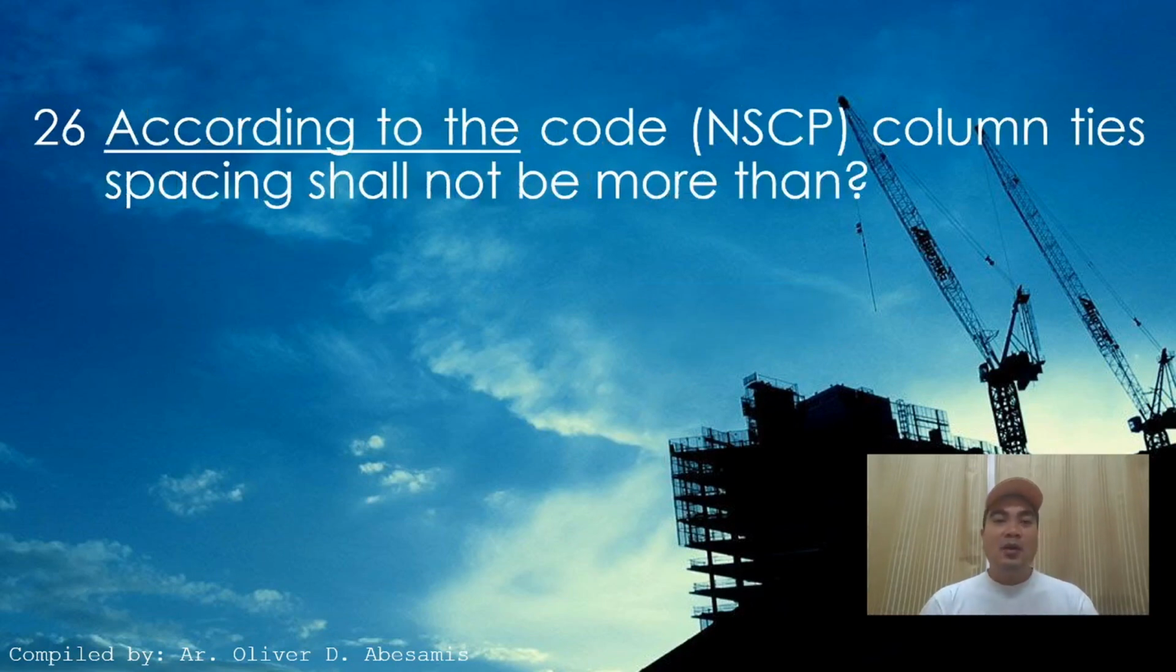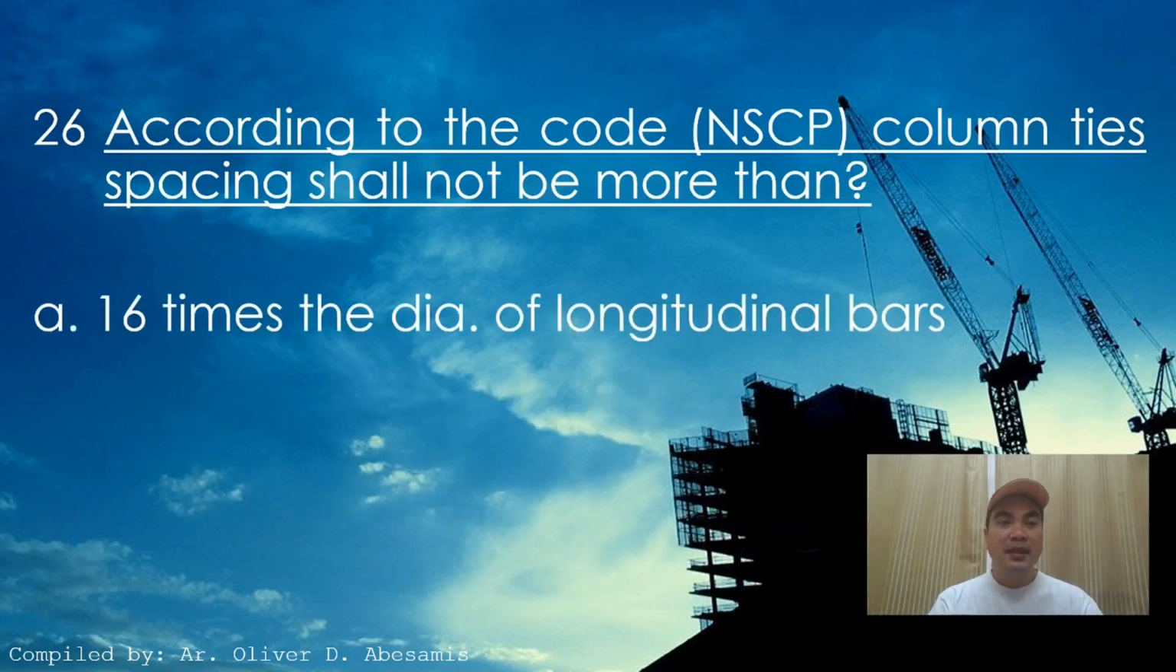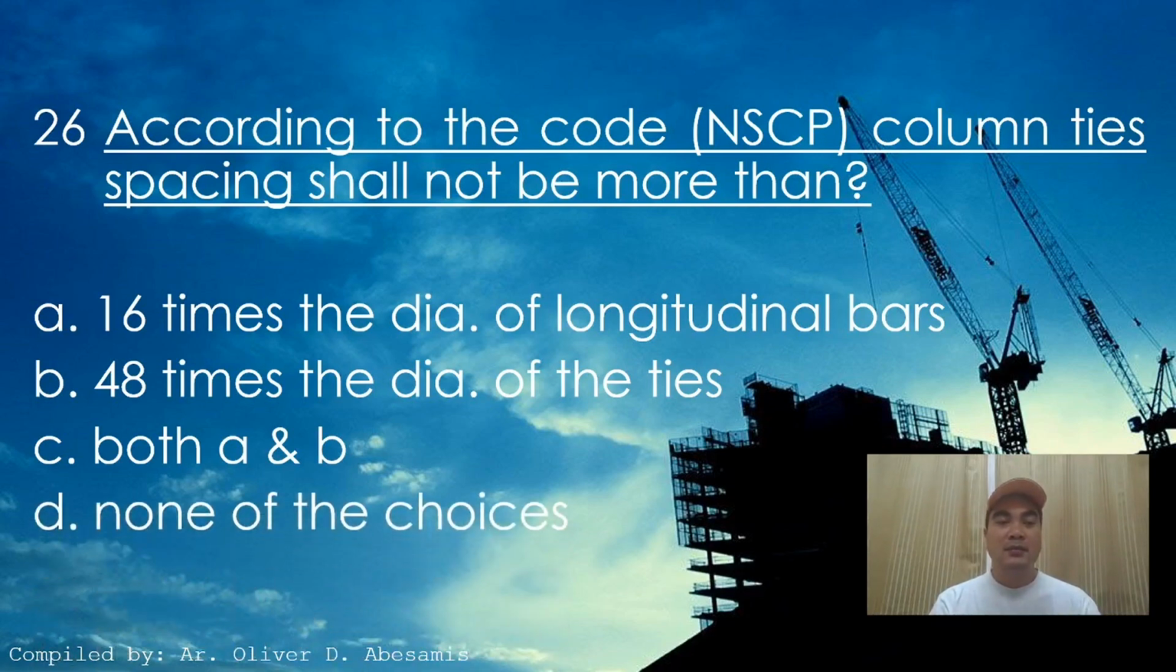26. According to the code NSCP, column ties spacing shall not be more than A. 16 times the diameter of longitudinal bars. B. 48 times the diameter of the ties. C. Both A and B. D. None of the choices.